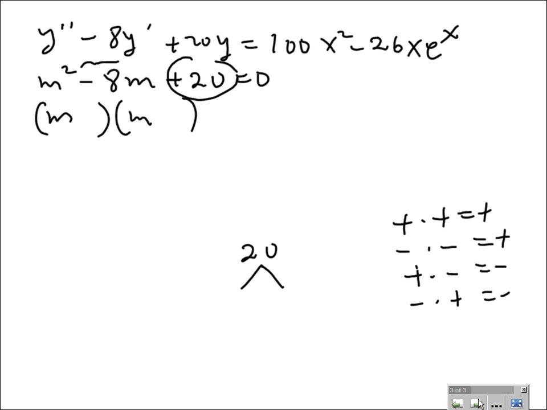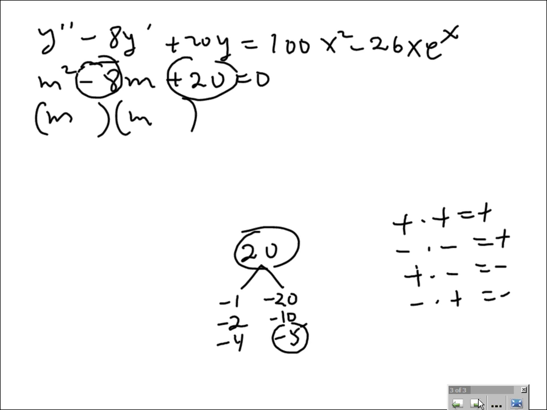So the signs have to be the same, and we know if we add two numbers that are both positive, we'll get a positive. The numbers have to be negative. So you look at 1 and negative 20, negative 2 and negative 10. Negative 3 doesn't go into 20 either. Negative 4 does, and negative 5 does. Oh, I already said negative 5.